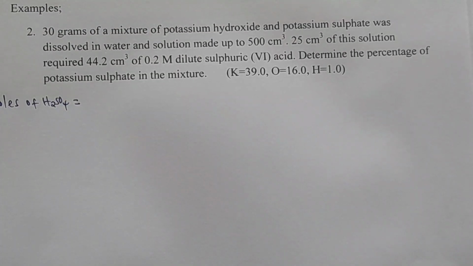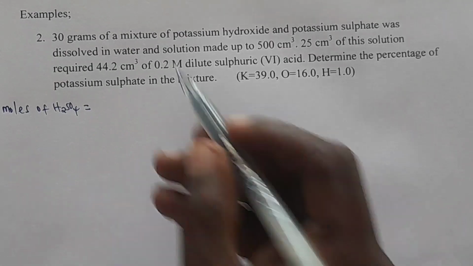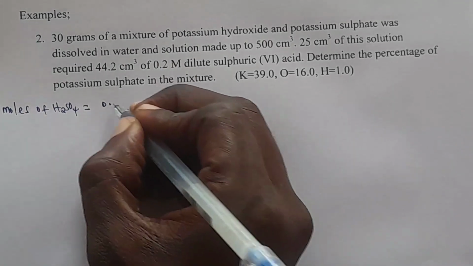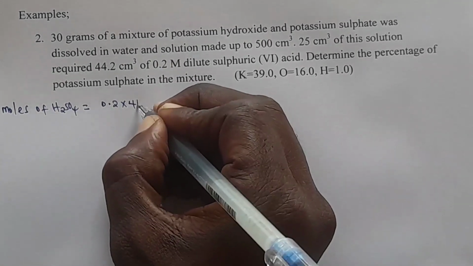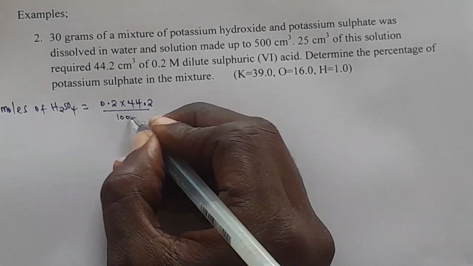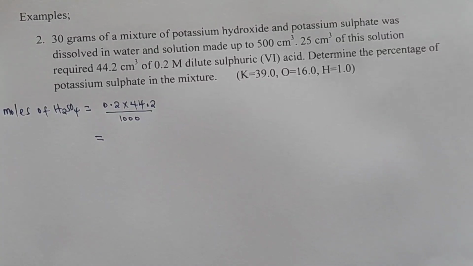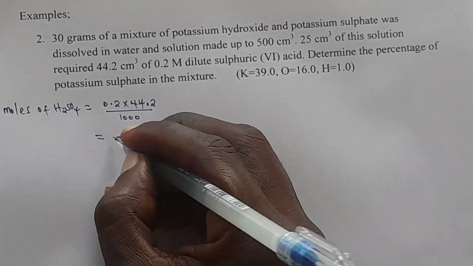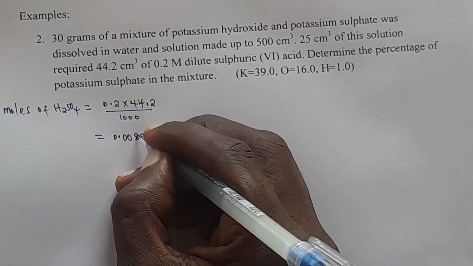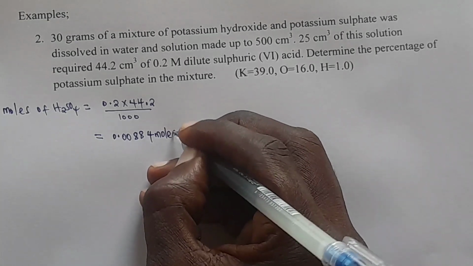Moles will be equal to molarity. The molarity is 0.2 multiplied by 44.2, which is the volume, then we divide by 1000. So here we are going to get the number of moles of that dilute sulfuric acid, which is 0.00884 moles of sulfuric acid.